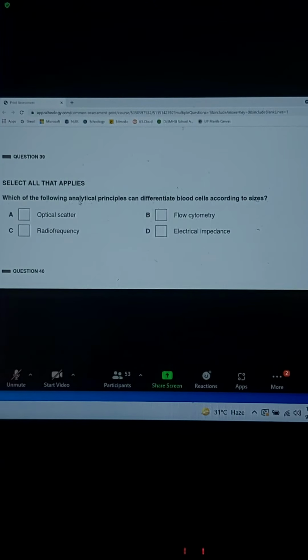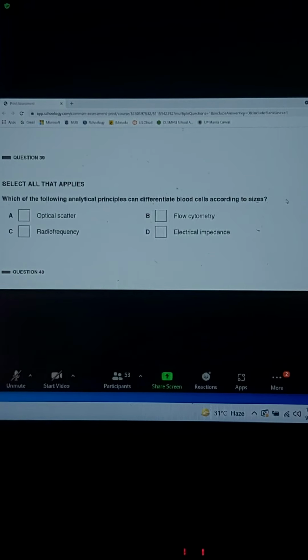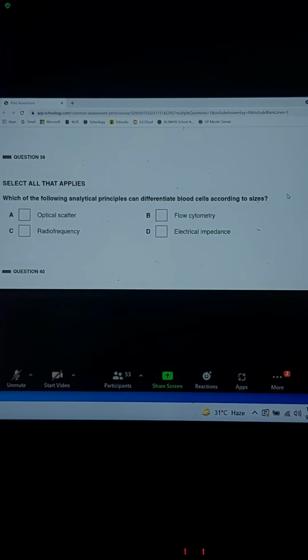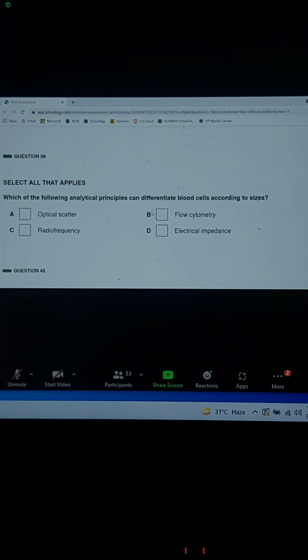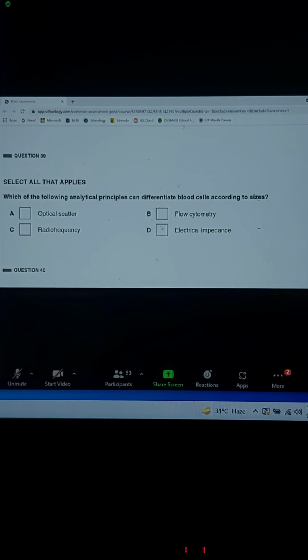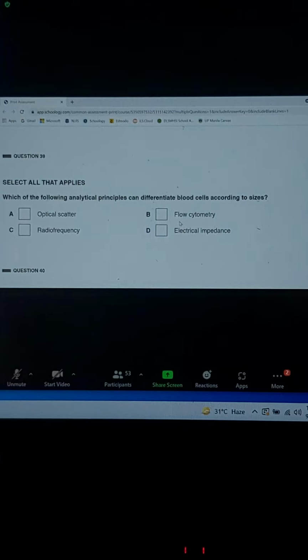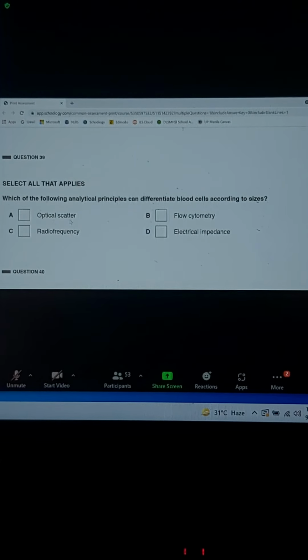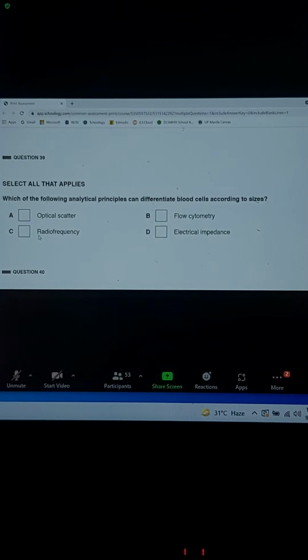39. So which of the following analytical principles can differentiate blood cells according to sizes? B and D. So according to sizes, the correct answers are letter D, as in boy, and letter D, as in dog. Okay? Kasi the optical scatter and radio frequency, they are used to differentiate WBC types because they differentiate the cells according to internal complexity.